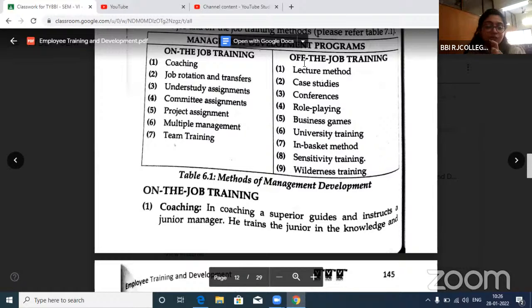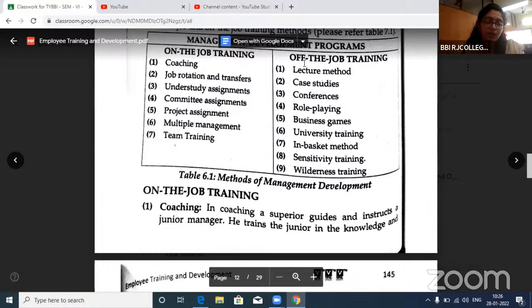So university training is similar to campus training. Campus means when everybody has to come together at one place and everybody will be given training all together. Next, in-basket method. In-basket method is a training program wherein all employees participate in different groups. You belong to a particular group, and you will be given a different task.